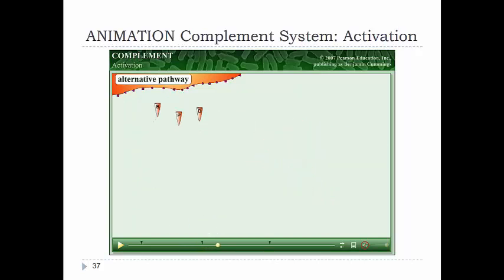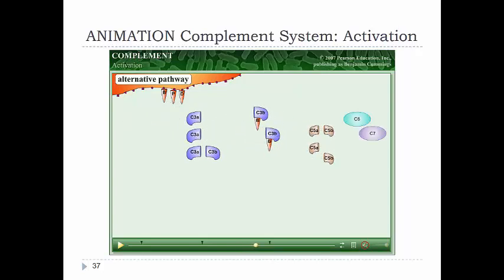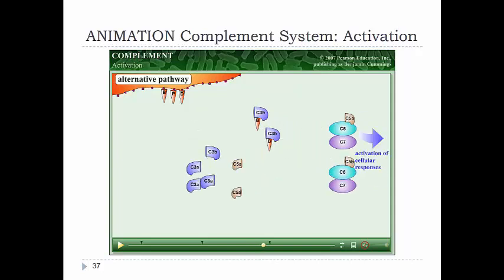Now in the alternative pathway, something else activates. Now in the book they talk about these B, P, and D. There's more to it than that. It literally happens that something causes C3 to get activated. So notice it skipped the first steps. So C3 gets activated, and once C3 gets activated, it's going to cause the rest. C3 activates C5, and C5 does its job, C3A and C5A does its job, and C3B does its job.